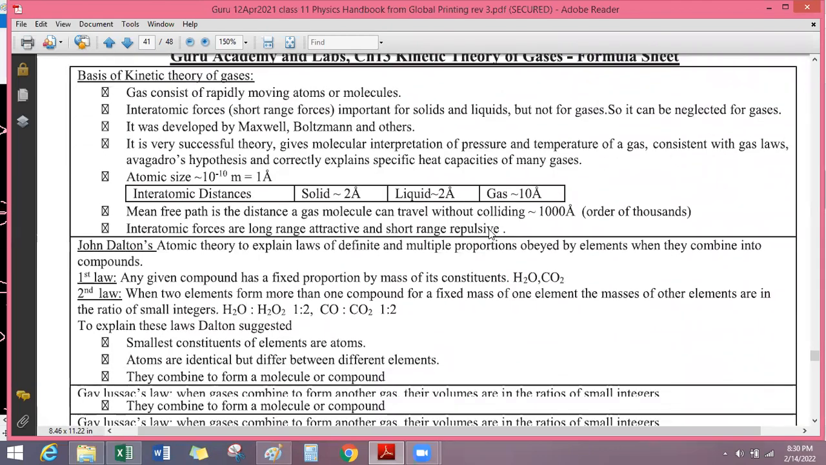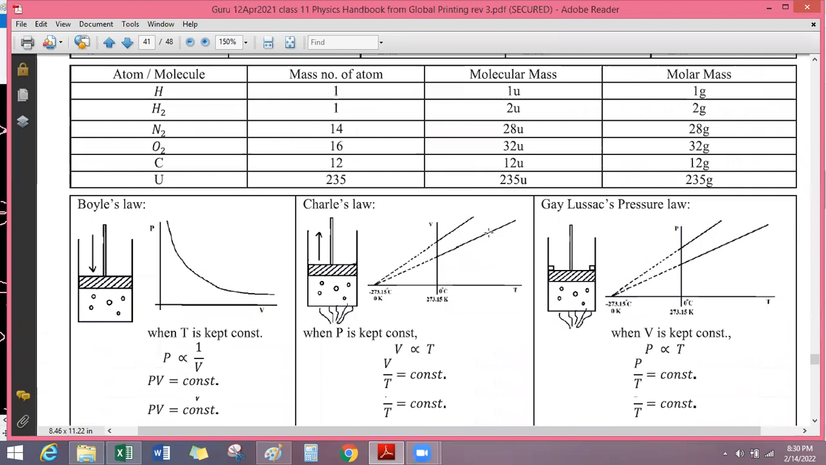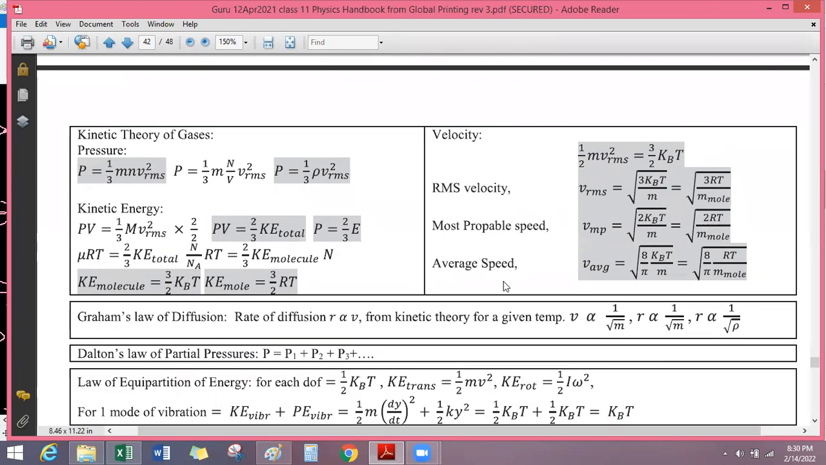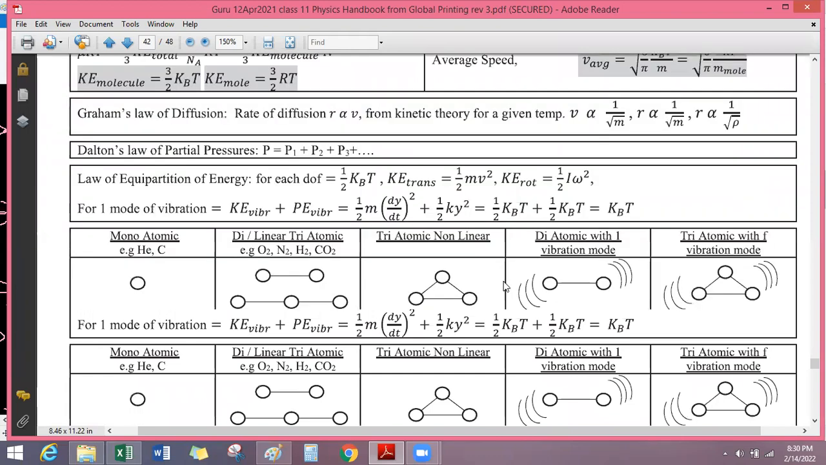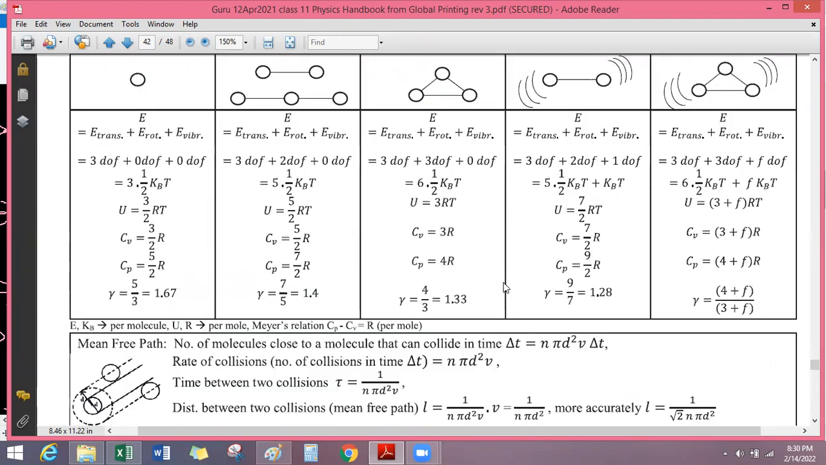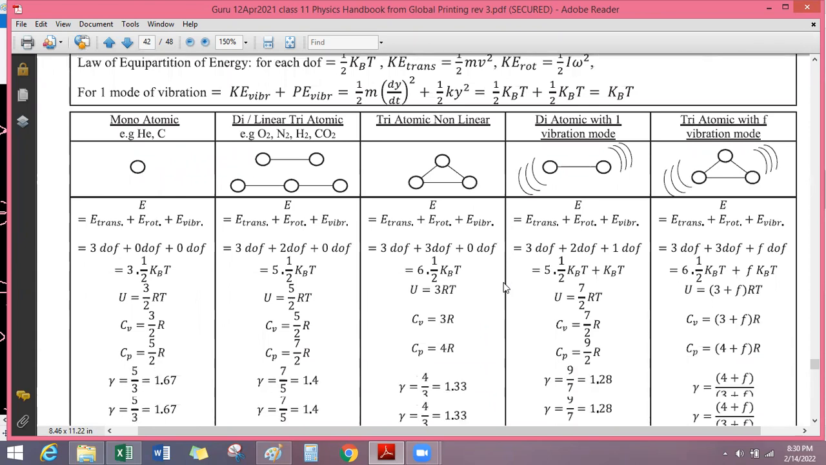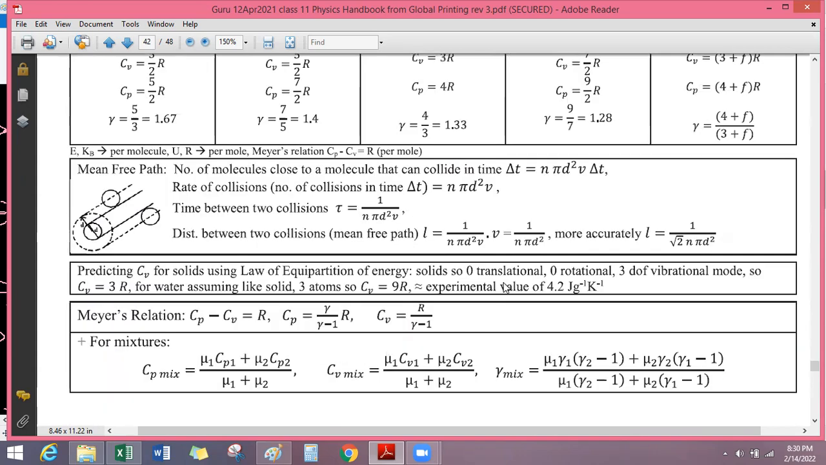So kinetic theory of gases, in my opinion, is a small chapter, but a bit confusing, just like any other chapter. The size of the chapter is very small, but the concepts definitely need some time to digest. I cannot rush through it very quickly.